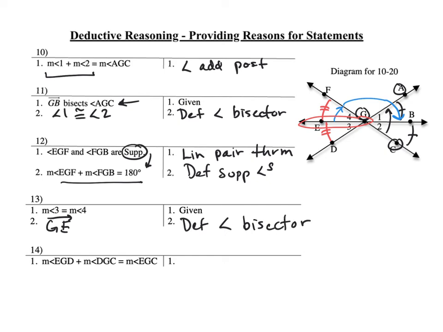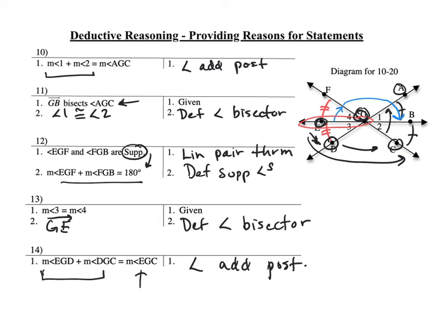Number 14, two angles make a big angle. Angle EGD and angle DGC. So those two angles here make that big angle EGC. So that is the angle addition postulate. Two angles make a big angle.